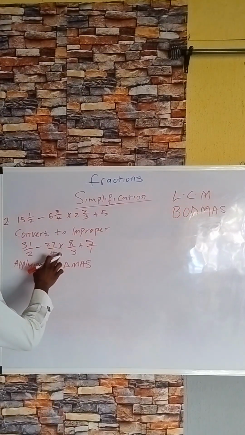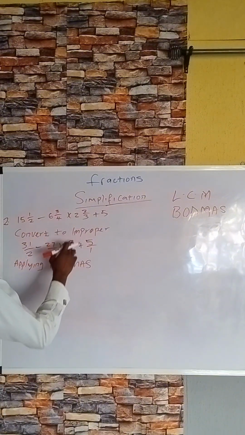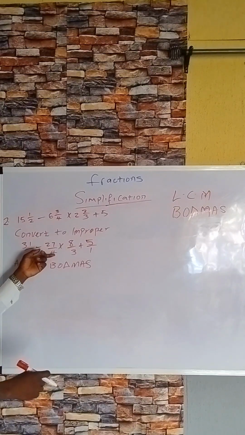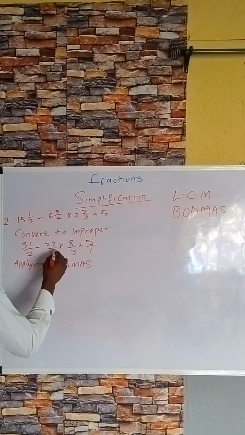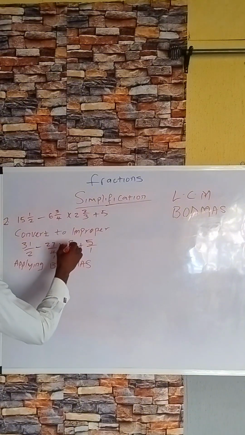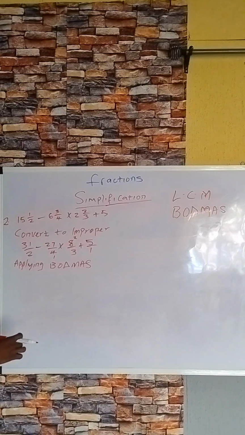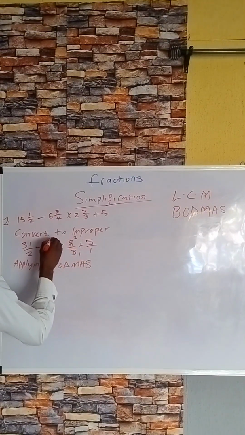So let's start with the multiplication. 27 over 4 times 8 over 3. Let's see, in this case, there is 4 down here, there is 8 down here. It can divide. So 4 here will give you 1, and 4 here will give you 2. And there's 3 down here, and there's 27 up here. They can divide. 3 here will give you 1, 3 here will give you 9.